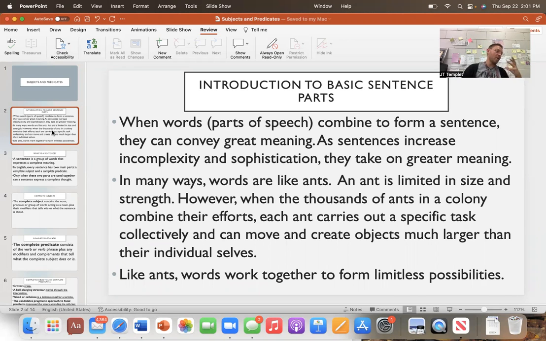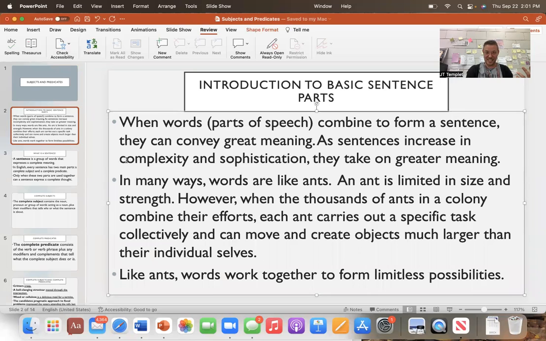We can know what a noun is, and we can even put a noun with an adjective, right? We could have a happy puppy, but until we put all of these parts of speech together, we're not getting that rich meaning that we're able to get. As these sentences increase in complexity and sophistication, they end up taking on this great meaning.